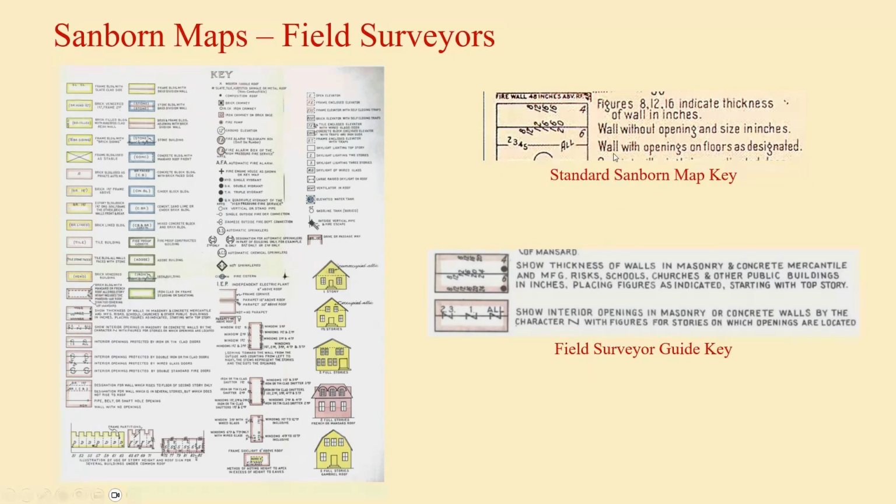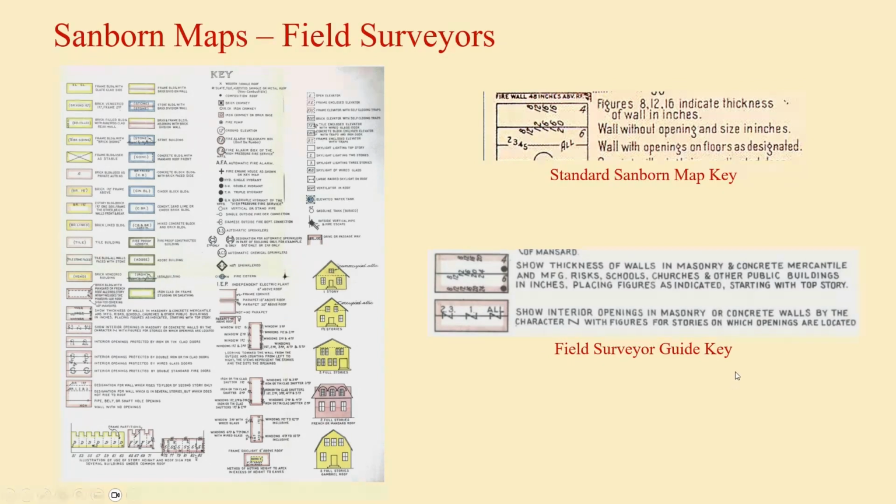Similarly, up here it says wall openings on floors as designated. That's a description. Down here it says show interior openings in masonry or concrete walls by the character in with figures from stories on which openings are located. That's an instruction to the surveyors.